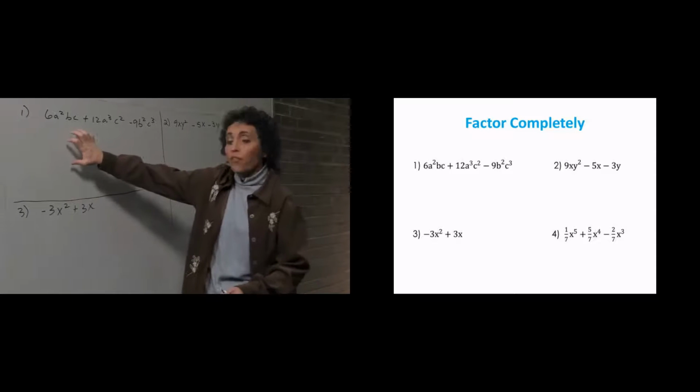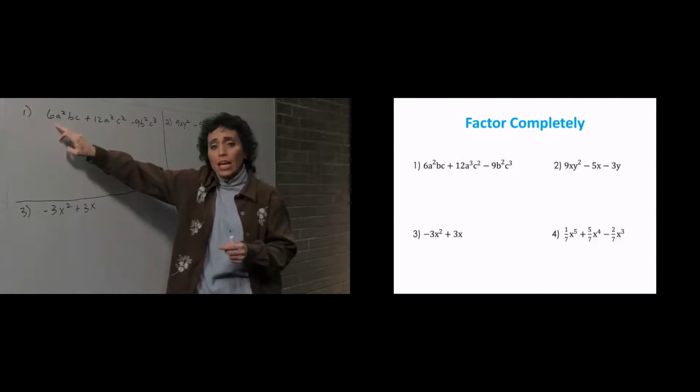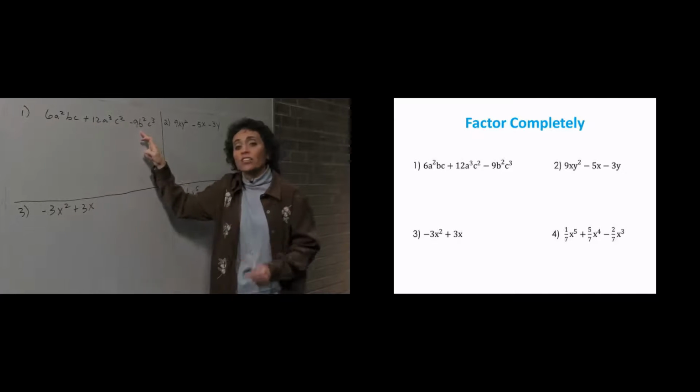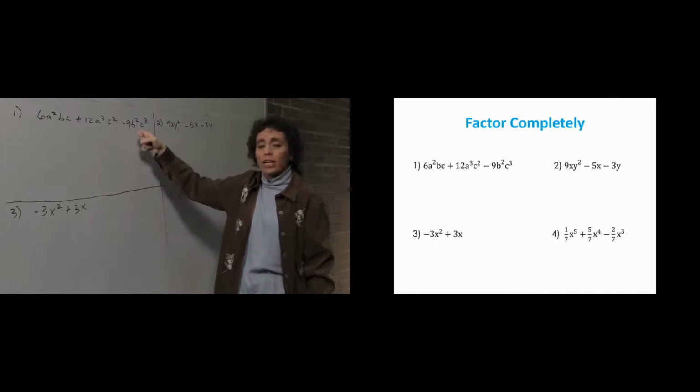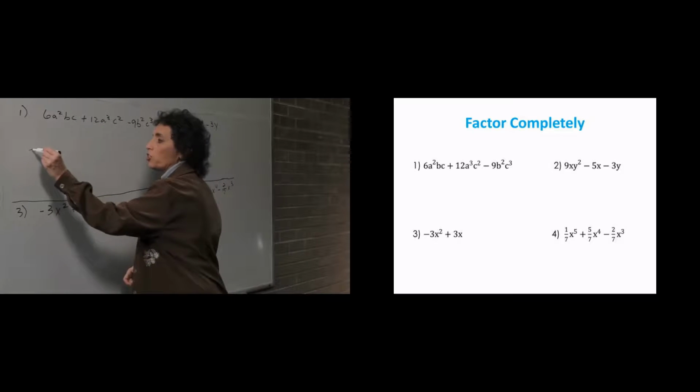Here we go. First step is to look for a GCF. Remember, I would go to the smallest number because it can't be bigger than the smallest number. So 6 doesn't go into 9, so that's not going to help me. But what about 3? 3 is the biggest number that divides into both of them. So 3 is part of my GCF.